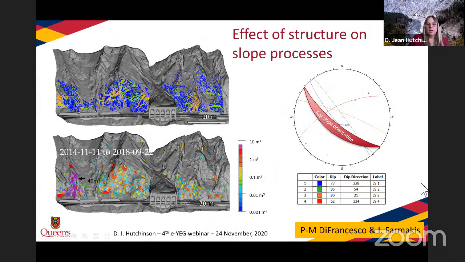Here's some work that's been done to think about structure on slope processes. And you can see the mapping of the structure done by Yannis Farmakis. And you can see how the distribution of the orientation of structures relates to the rockfall processes.